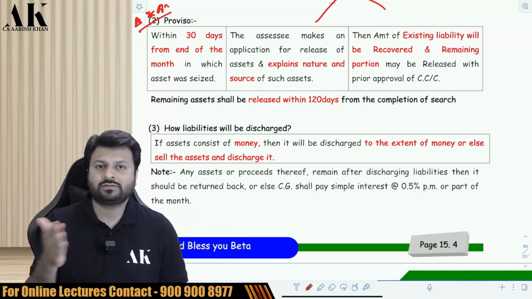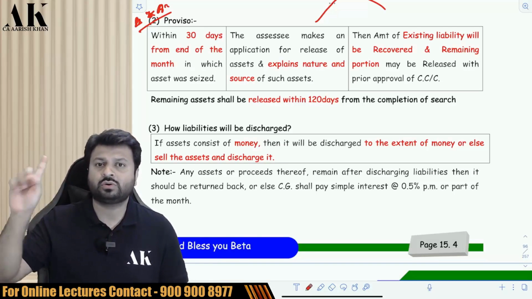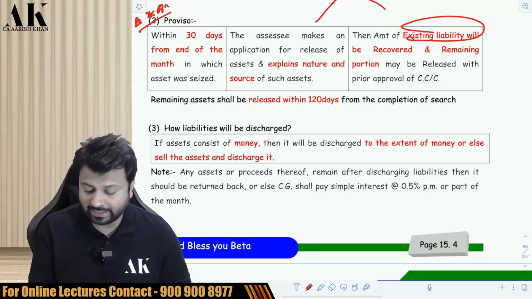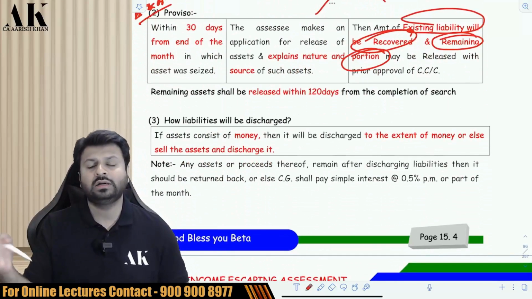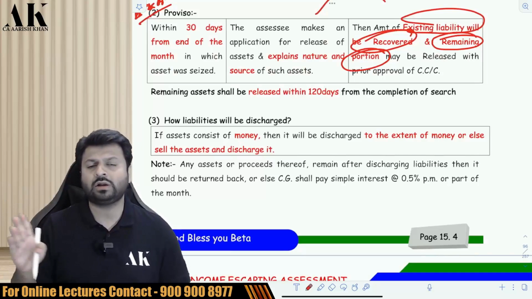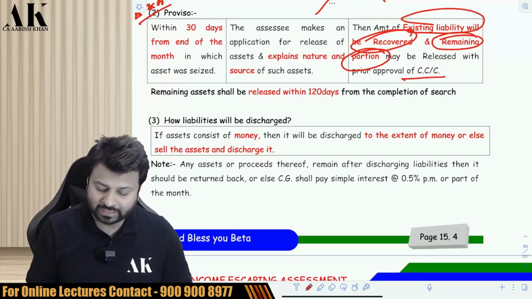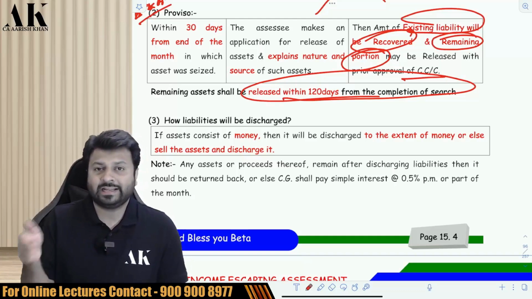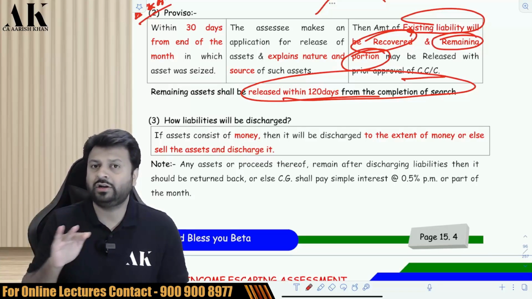But the government is giving you 30 days from the end of the month, that is till 30th April 2023, for example. So you have to go by 30th April 2023, that's 30 days from the end of the month, and explain the nature and source of the income from where you have got this asset. If you explain that, they will recover the existing liability, and the balance they will release to you. Suppose the existing liability is 3 crore rupees. So they will recover 3 crore and the balance 7 crore they will give you back, with the approval of the commissioner or chief commissioner, and that will be given back to you within 120 days from the completion of search. Don't worry about it. So you have to go to the officer and explain within 30 days from the end of the month, and then they will give you your assets back after reducing the existing liability.